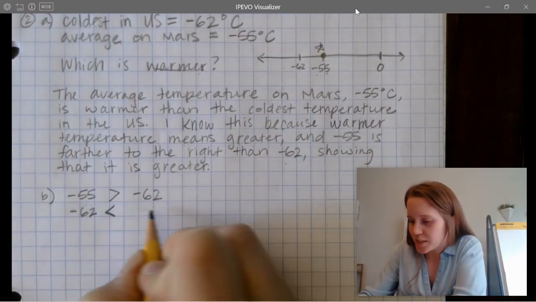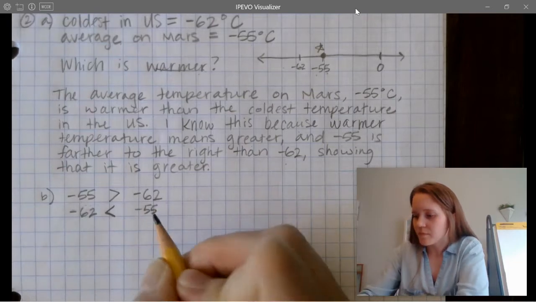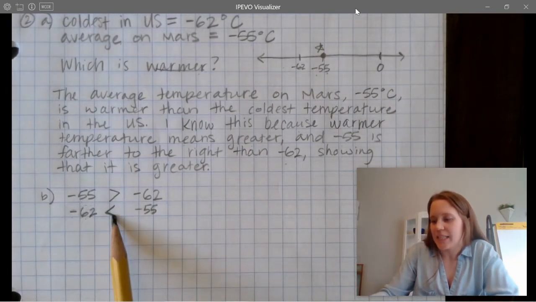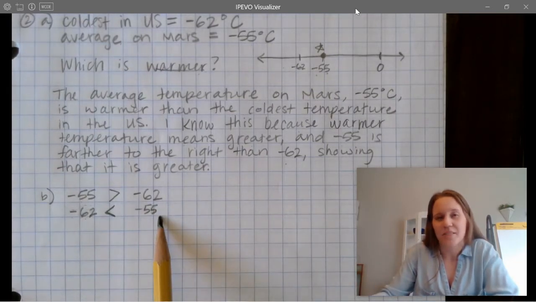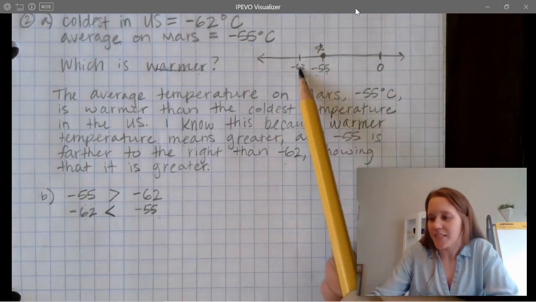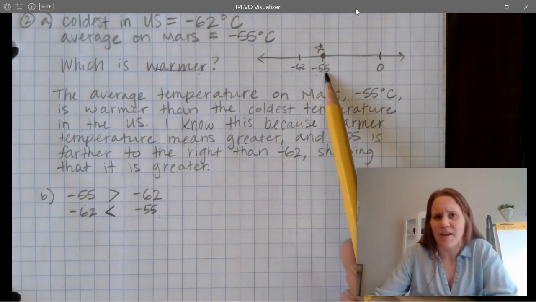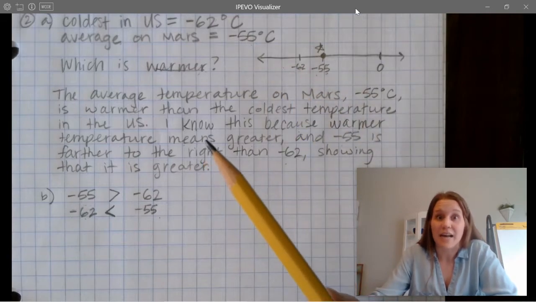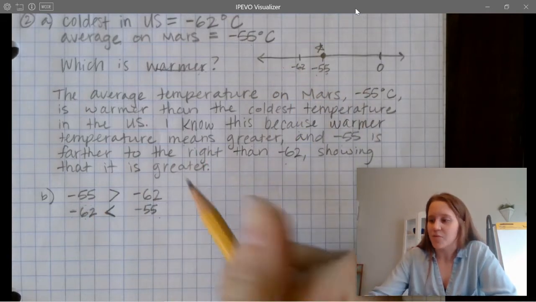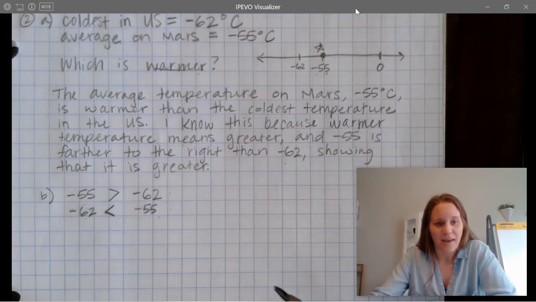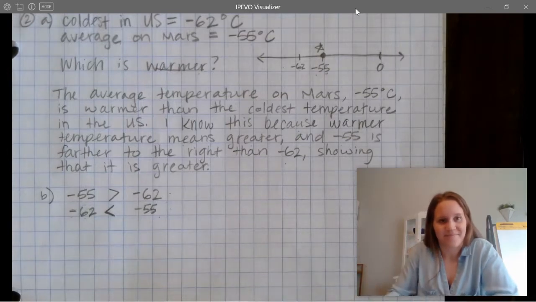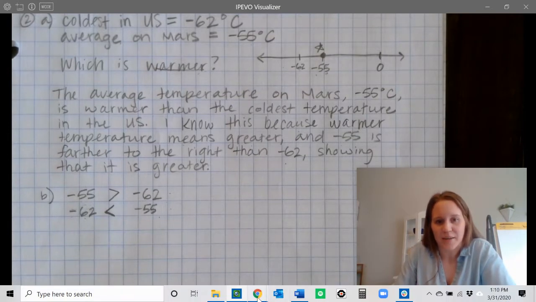Maybe you did this the first time on your own. Negative 62 is less than negative 55. Does that sound right? Negative 62 is less than negative 55. Yeah, negative 62 is farther to the left, so I know it's less than. So either of these answers is okay. All right, let's try the next one.